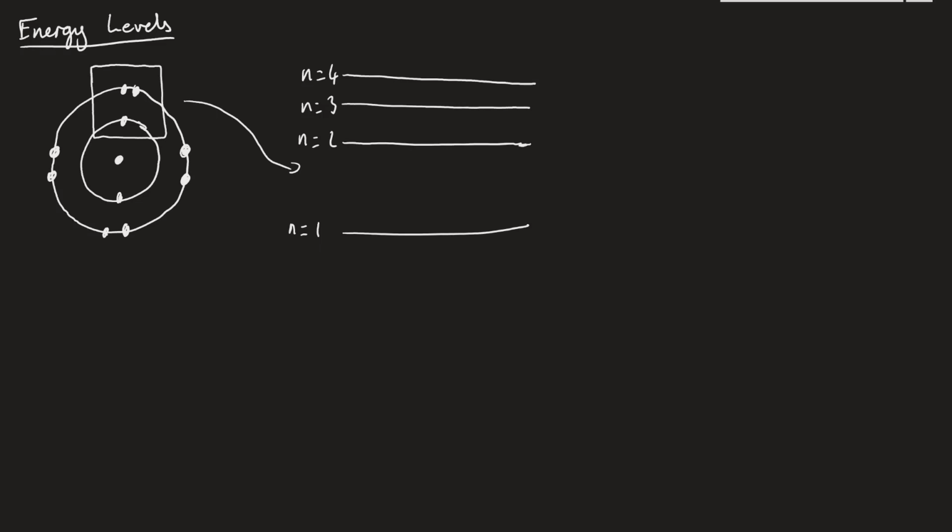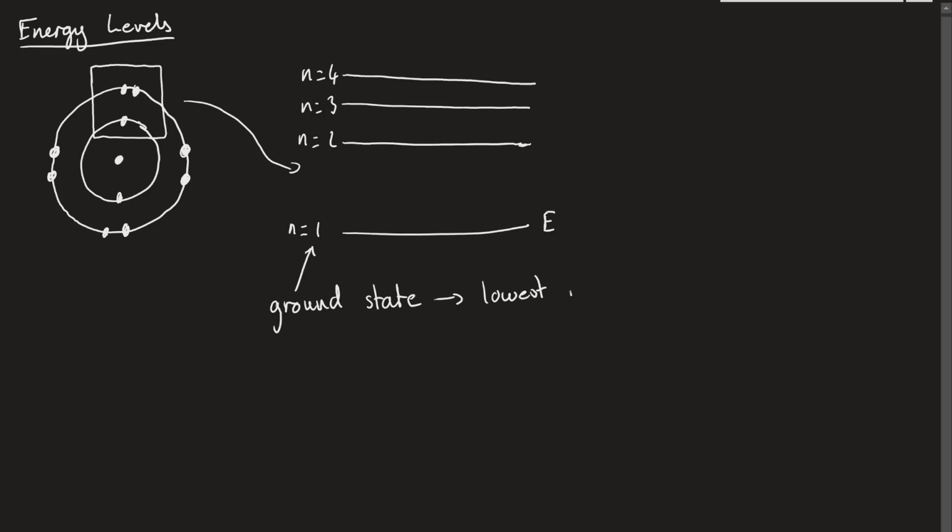Each of these things has a very specific energy. I'm going to take a few random numbers. One of them isn't going to be random. One of them you're going to see quite a lot, but the others I'm just going to choose at random. So this energy here, the energy of this energy level, n equals 1, is what we call the ground state. The ground state is the lowest possible energy of the electron.